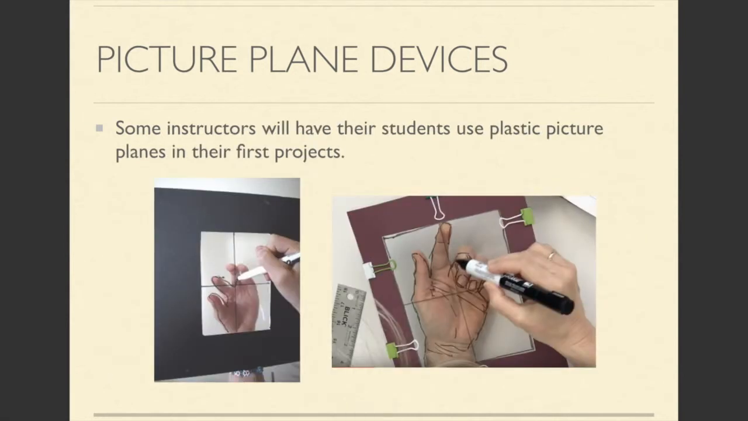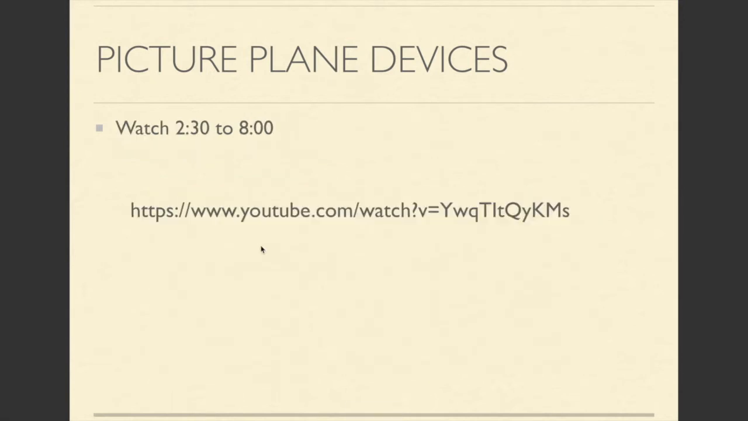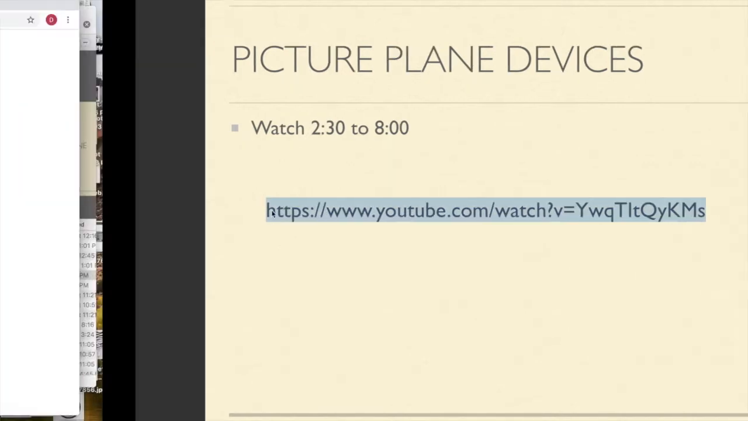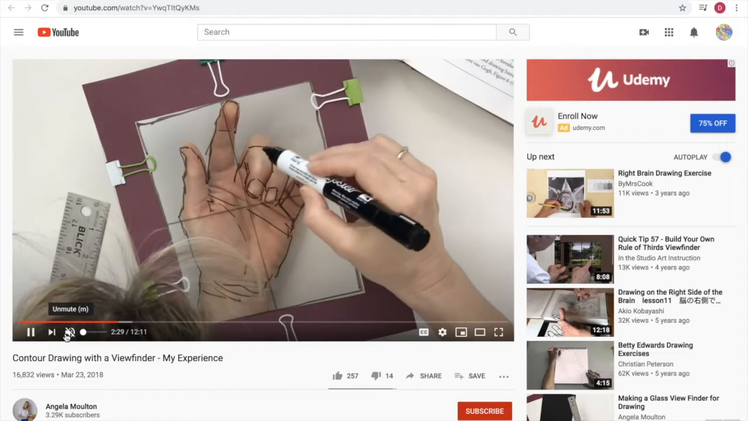Okay, and some instructors have their students use plastic picture planes for their first project, so they can understand what this means in a literal way. So they'll have them draw on a picture plane and then transfer what they drew onto their paper. And we're going to watch a video of somebody that uses an actual picture plane. We won't be using an actual picture plane, but just to give you an idea.